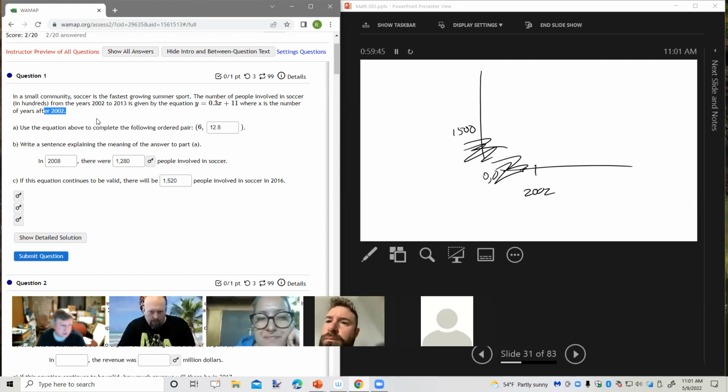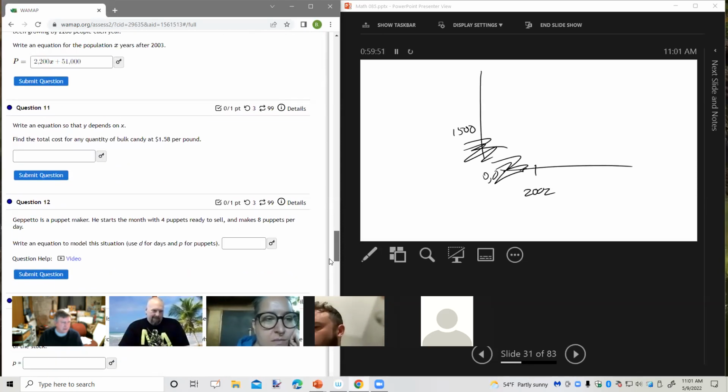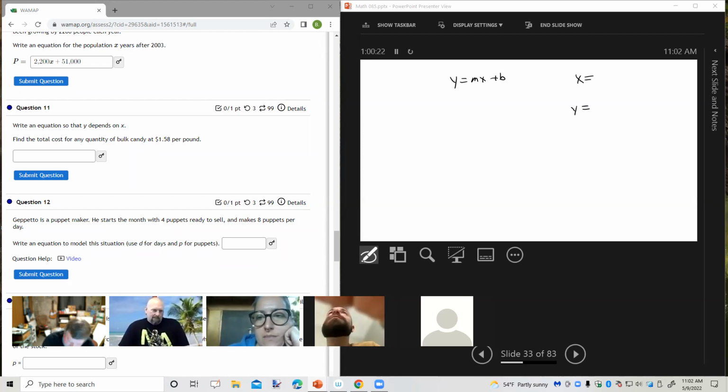Could you look at number 11? Sure. Yeah. Number 11, okay. All right. So y depends on x. So we're going to have an equation that's going to be y equals mx plus b. Okay. Find the total cost of any amount of bulk candy at $1.58 per pound. So find the total cost of any quantity of bulk candy at $1.58 per pound.